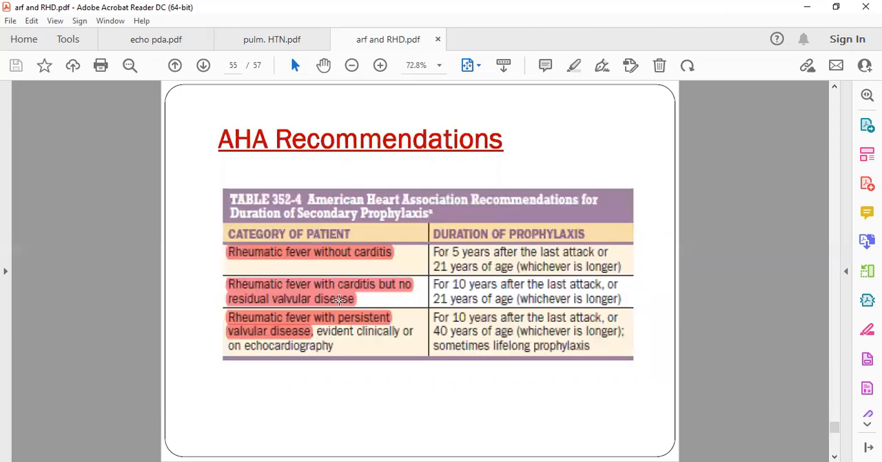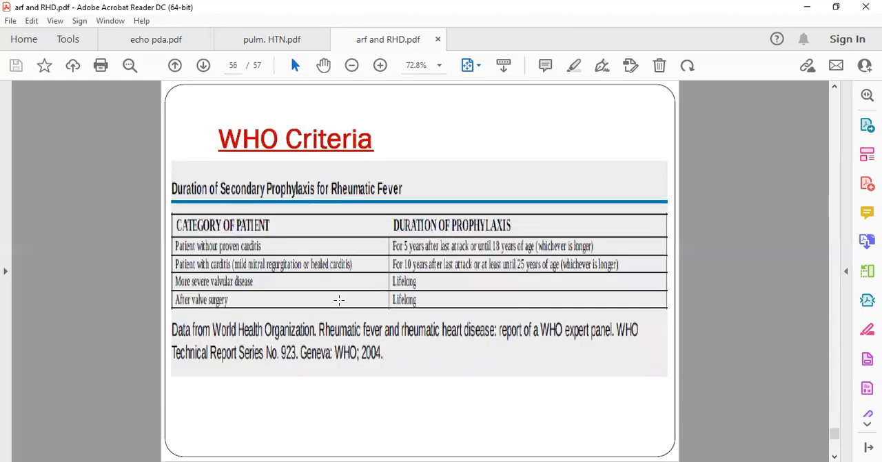So again, AHA recommendations and WHO criteria. Different people follow different guidelines, so it all depends upon which guidelines you like to follow.